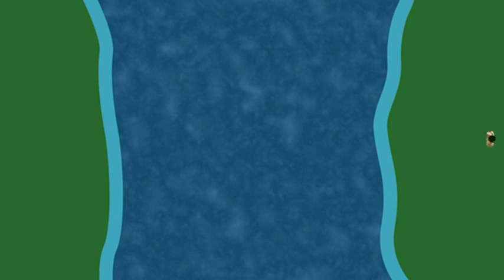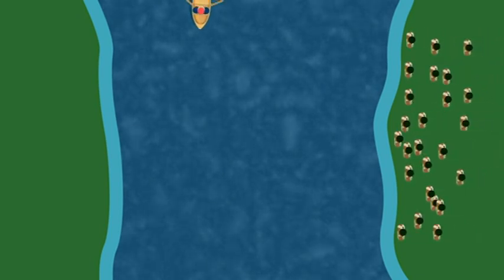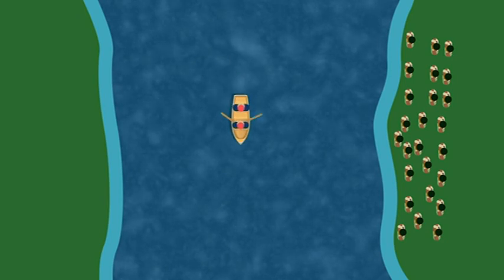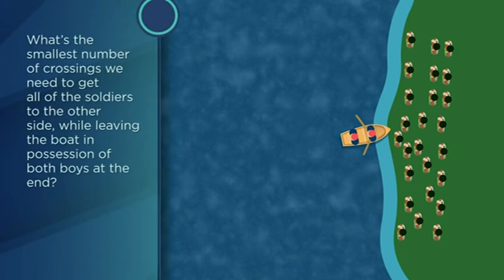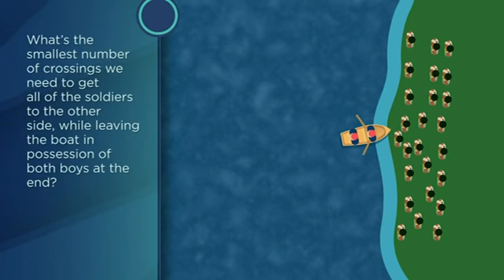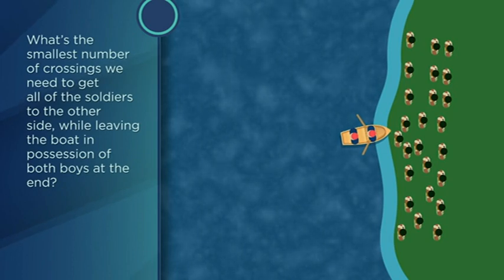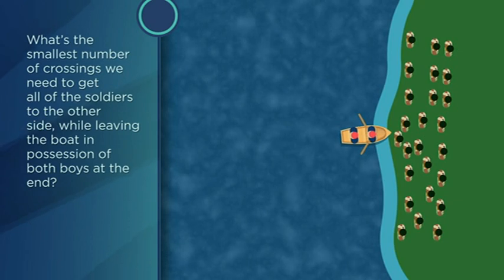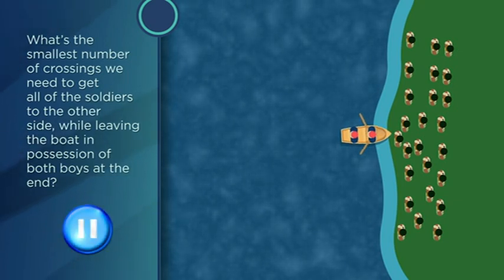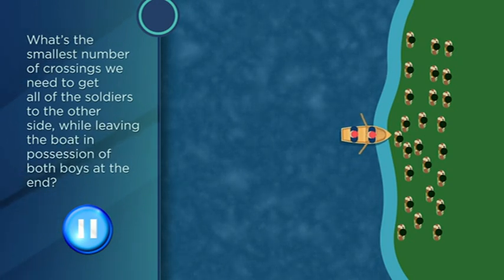River crossing problems, like the one we just considered, are pretty much a genre to themselves. Here's one more for you to ponder. 25 soldiers need to cross a river. They see two young boys with a small rowboat. The boat can carry one or both of the boys, but a single soldier is all the boat can handle. What's the smallest number of crossings we need to get all of the soldiers to the other side while leaving the boat in possession of both boys at the end? Take a few moments now and see what you come up with.